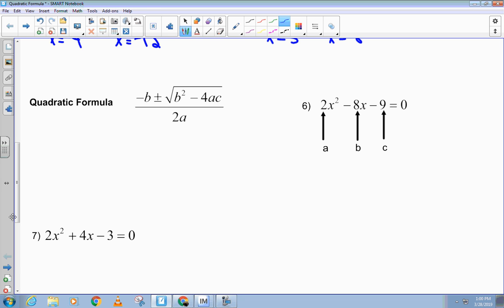I want to go and use this. I hate this. Some people love it. I hate it. But anyway, we're going to do it, okay? All right. So, here is my equation.